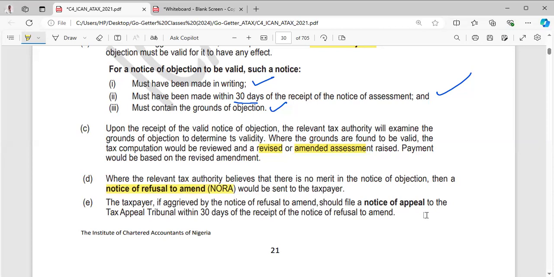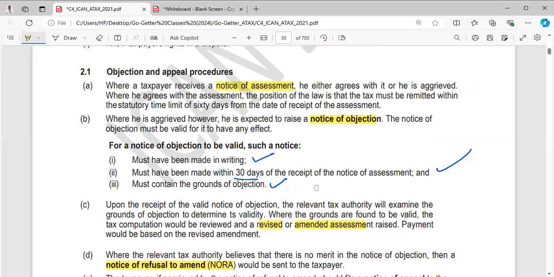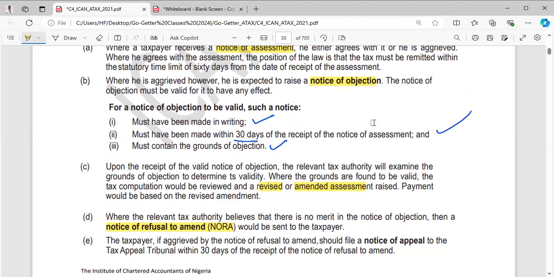So they send you an assessment, a notice of assessment. You are not happy with it, you write back with a notice of objection, NOO. Then, if they are happy that you've made sense, they give you a revised assessment. If they are not happy, they give you a NORA.